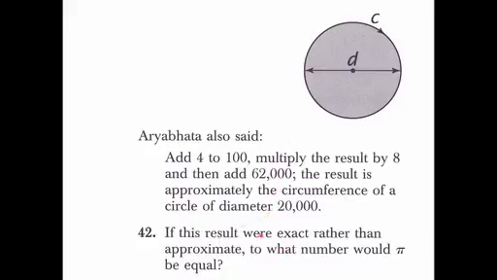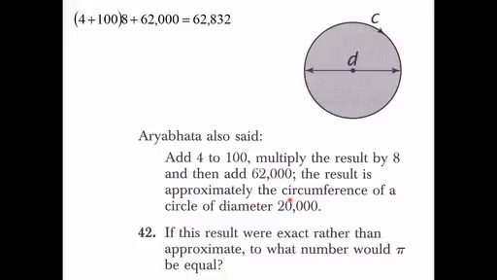If this result were exact rather than approximate, to what number would pi be equal? Wow, that doesn't seem to make a lot of sense until you try to work this out a bit. So what did I do? 4 plus 100, times 8, plus 62,000. And I got 62,832. Doesn't mean a lick to me. But it says that result is approximately the circumference of a circle of diameter 20,000.